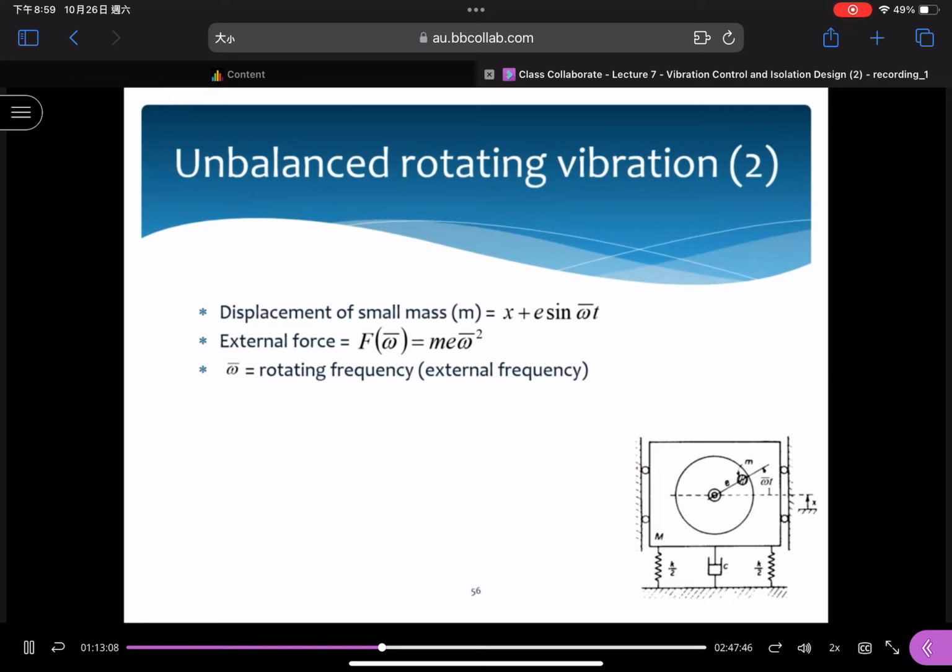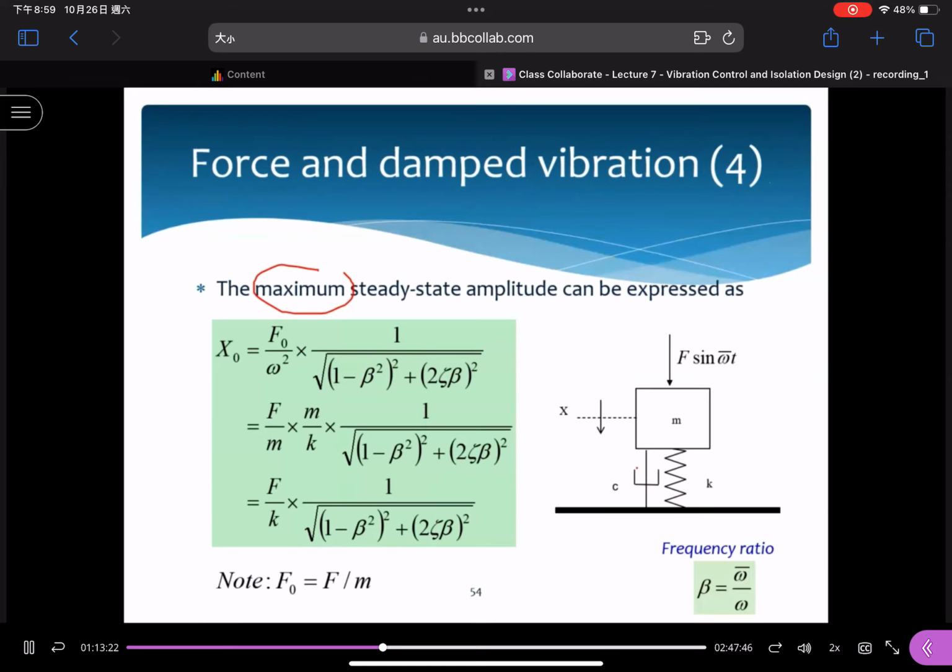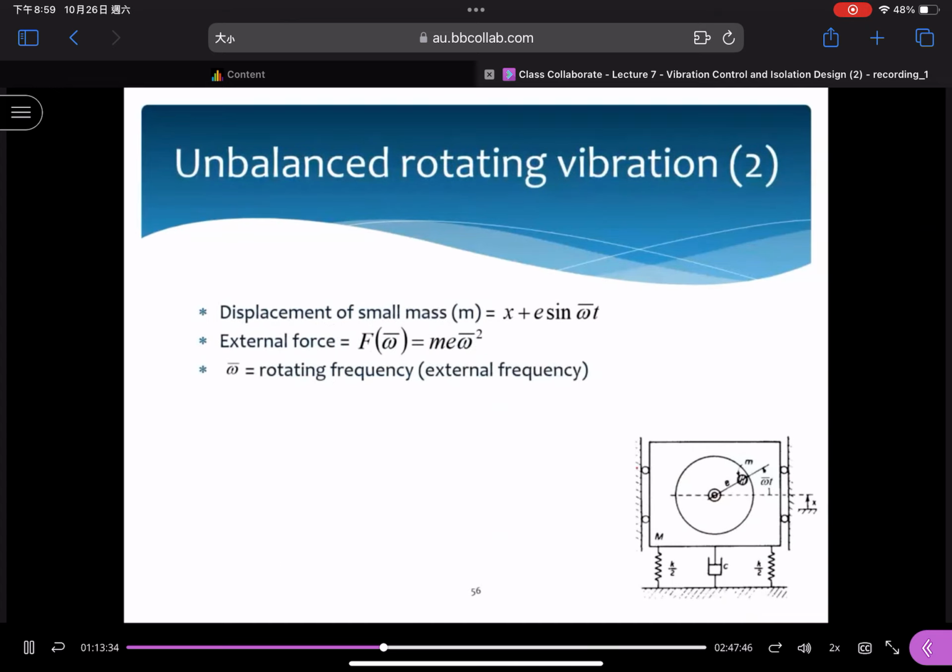Why do we need to find out the external force? This is the force that creates effects on this system. In this equation, if we want to find the maximum steady state response, we need to find the force. And here, F is equal to m times e times omega square.